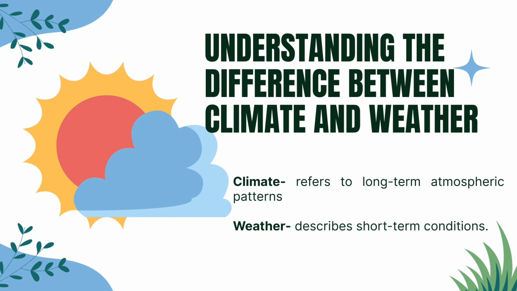One important concept emphasized in this chapter is the distinction between climate and weather. So, climate refers to long-term atmospheric patterns, while weather describes short-term conditions. This clarification helped correct common misconceptions, especially the belief that isolated weather events can disprove climate change. Understanding this difference allows for a more accurate interpretation of climate data and public discussion.